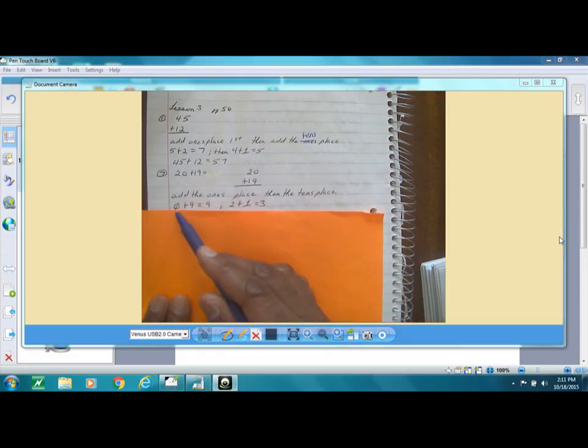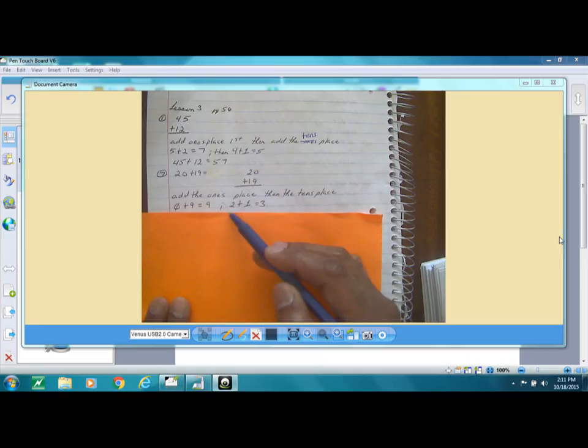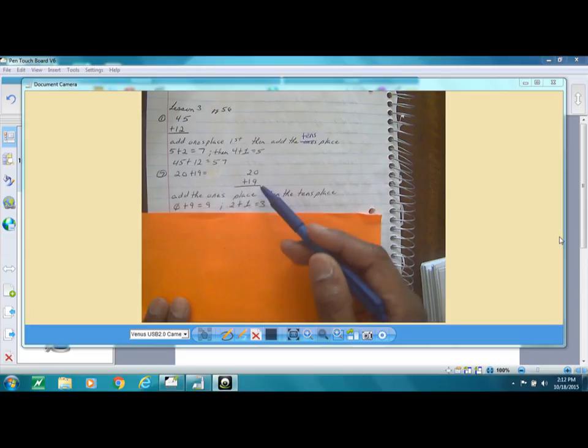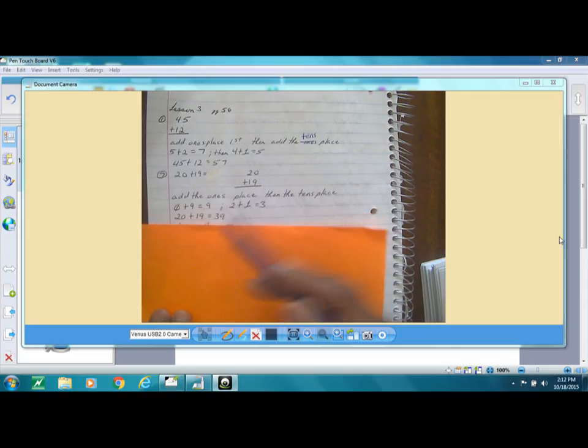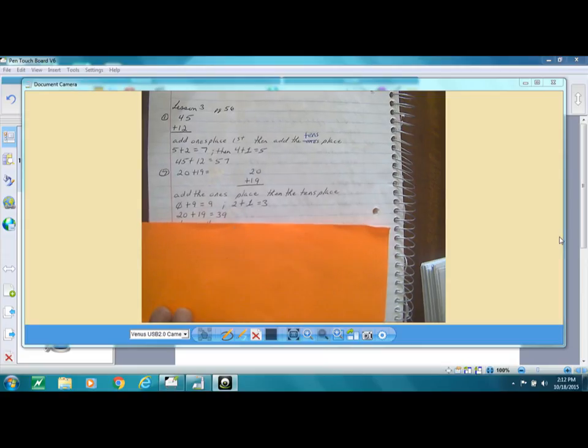When we add the ones place, that's 0 plus 9. 0 plus 9 equals 9. You would write that underneath the ones place. Then we add the tens place. 2 plus 1 equals 3. That goes under the tens place. So 20 plus 19 equals 39.